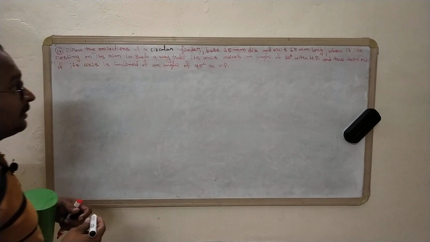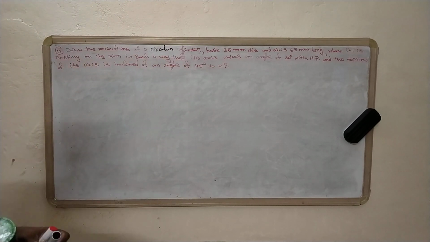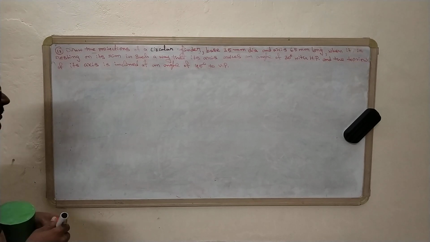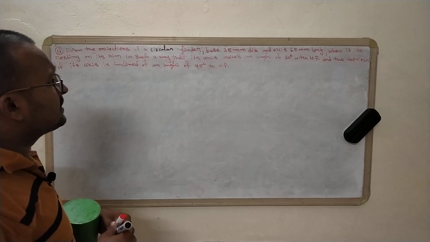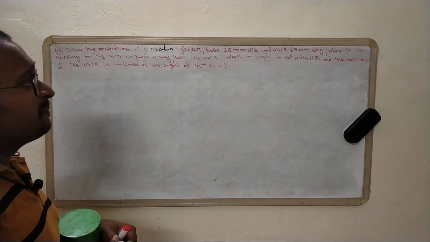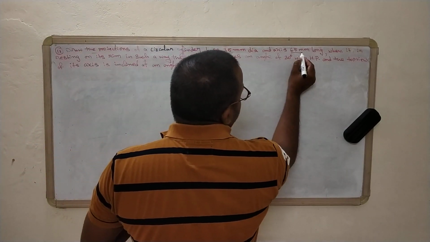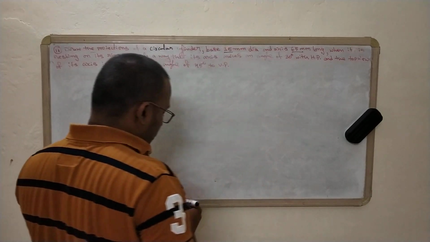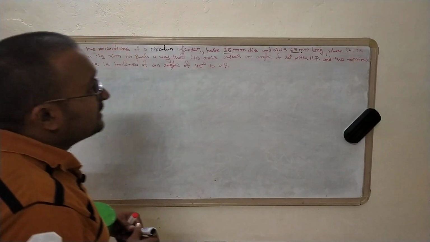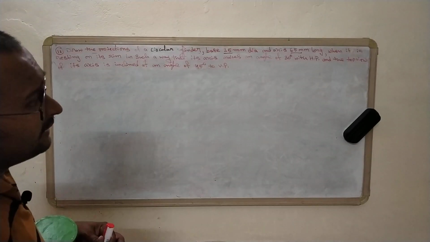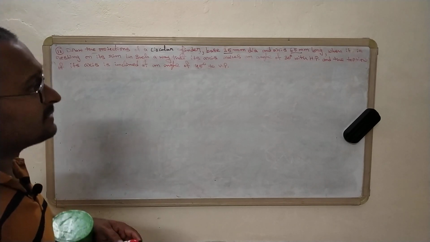Yeah, here the problem is, draw the projections of a circular cylinder base 35 mm diameter and 65 mm long. So here the geometry of the cylinder is 35 mm diameter and 65 mm axis long.